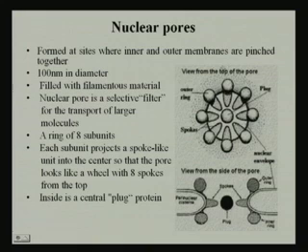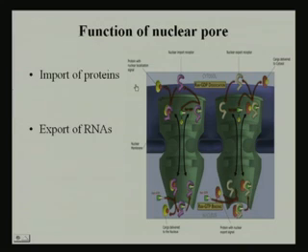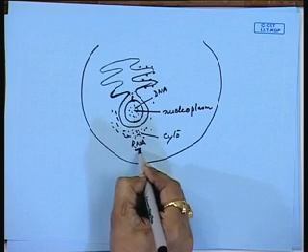So, from the top view, it looks like the wheel of a cycle, and inside, a central plug is there, which is made up of protein. So, this is the structure of the nuclear pore. Obviously, what is the function of the nuclear pore? The nuclear pore mainly imports proteins and exports RNA for RNA translation.